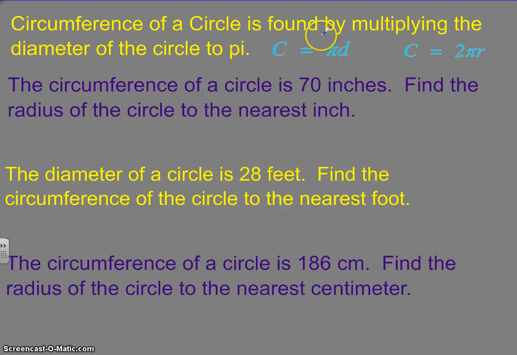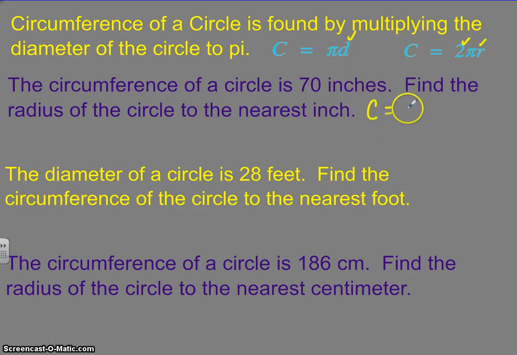So our first formula, C equals pi times d, that's the circumference. C equals 2 pi r is also for circumference. Notice that 2 times the radius is equal to the diameter. So it doesn't matter which one you use. If you're given the radius, multiply it by 2, then multiply it by pi. If you're given the diameter, just simply multiply it by pi.